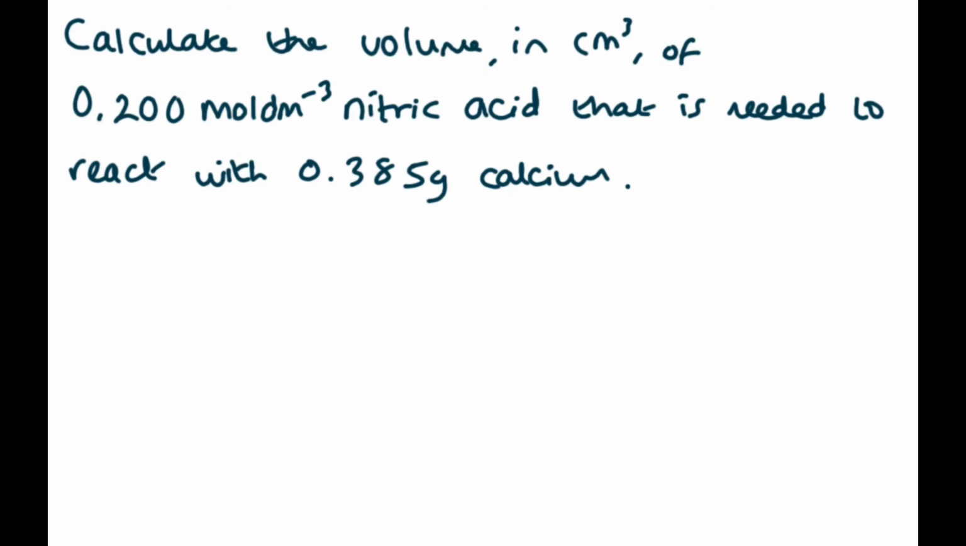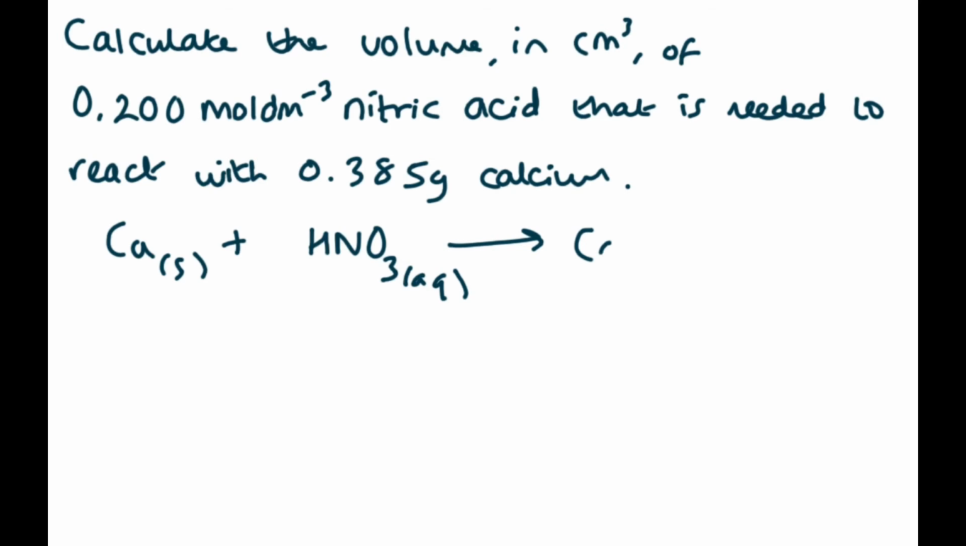All right, let's try another question. It's a good idea maybe to pause the video and have a go at this yourself to see if you get the same answer. But the first thing we're going to do is write the equation. So we have calcium solid reacting with nitric acid. Again, you need to practice writing these equations. It's going to make the salt calcium nitrate and hydrogen gas. We just need to balance the equation, and there we go.